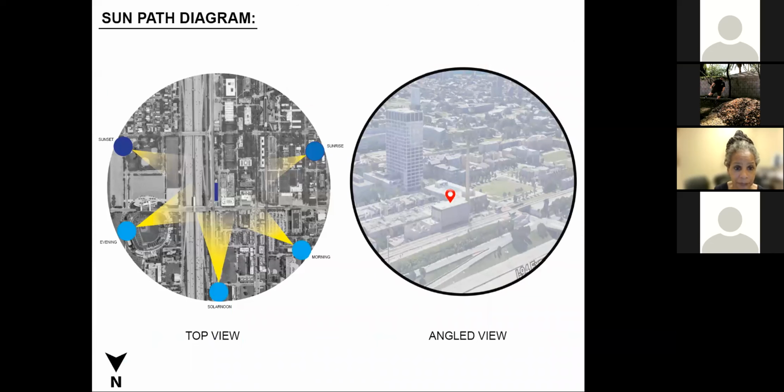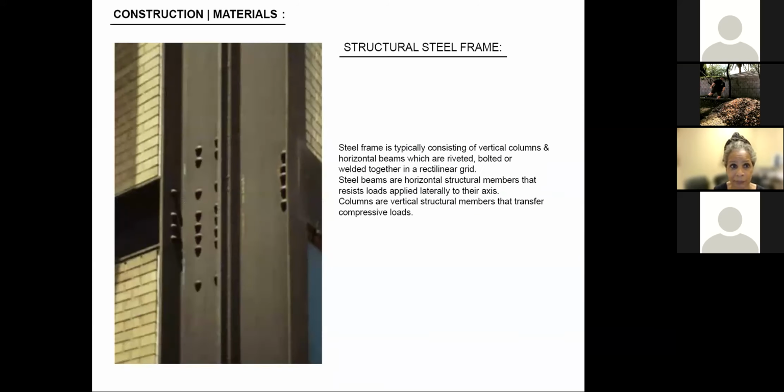And then this slide just shows a sun path diagram for the average path of the sun during the fall time. That's about it. Next slide.